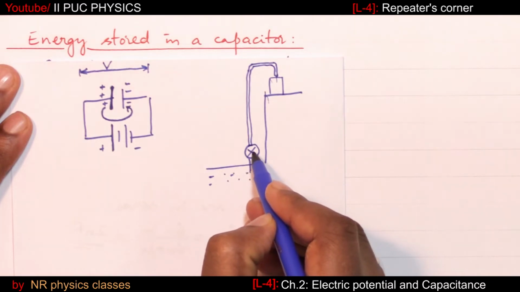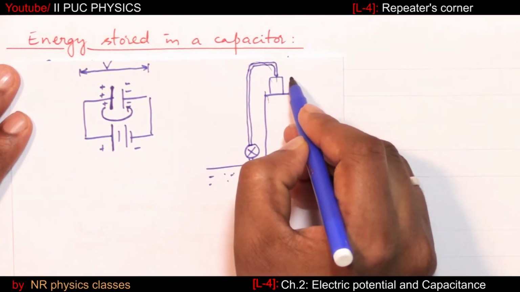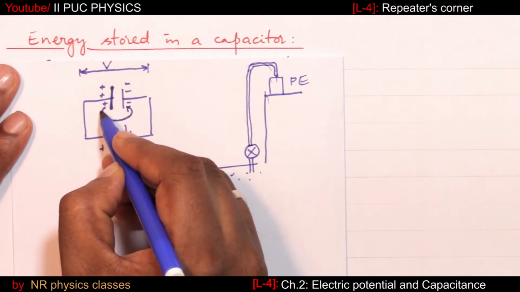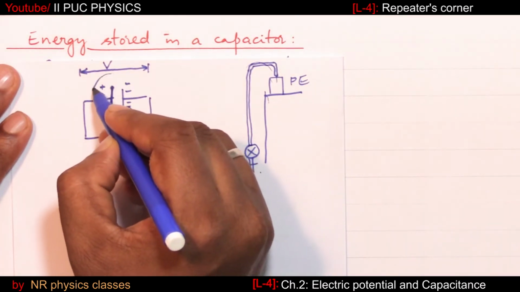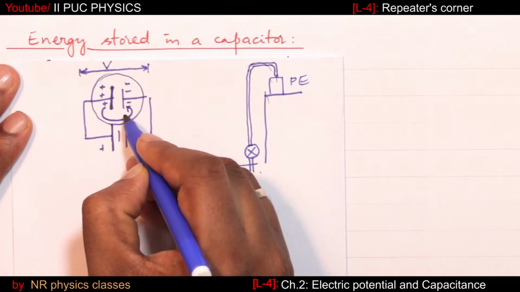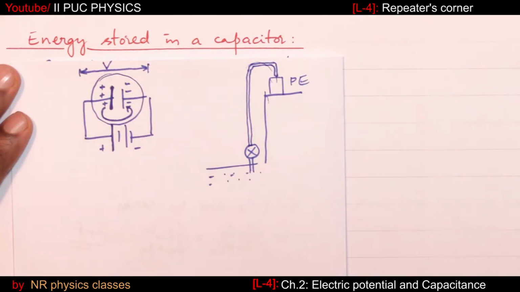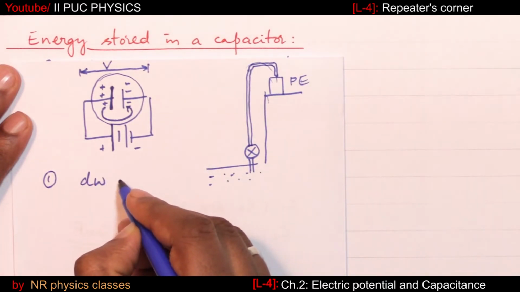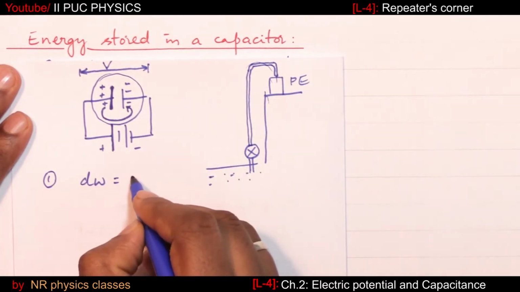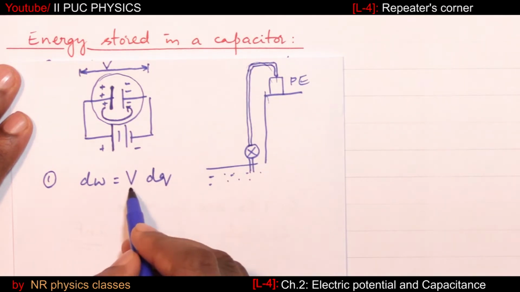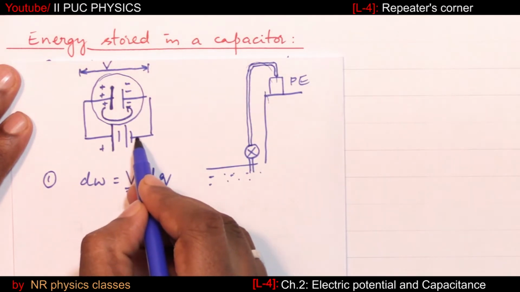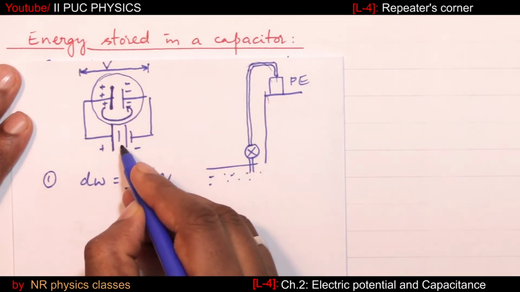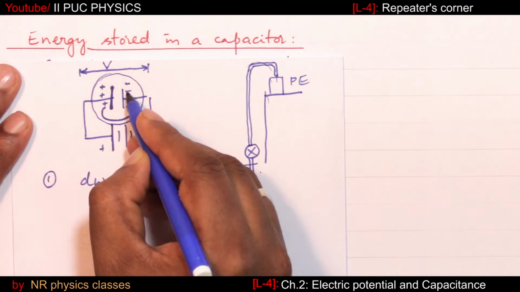Here, work done by the pump is stored in water as potential energy. In this case, work done by the battery in pumping the electrons is stored as energy, and that is the stored energy in capacitor. In first step, let us find out work done to transfer small charge. So it is V into dq, because V is constant. V is the applied potential difference. So this is the work done by the battery to transfer small amount of charge.